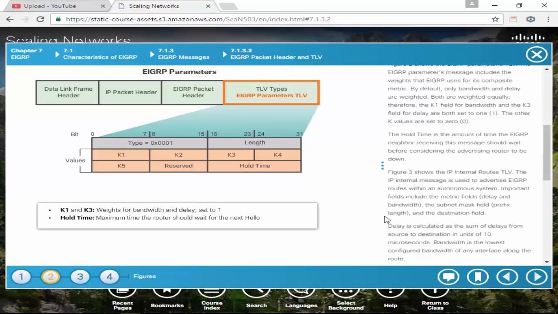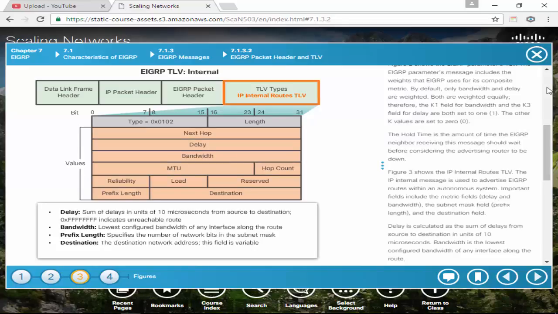Yeah. Well, hopefully it tells us here in a second. So go over here. Oh, is this it? Here we go. Delay, bandwidth, MTU, load, reliability. That's our 5. Anyway, so apparently those are in the IP internal TLV routes. This is going to calculate it.